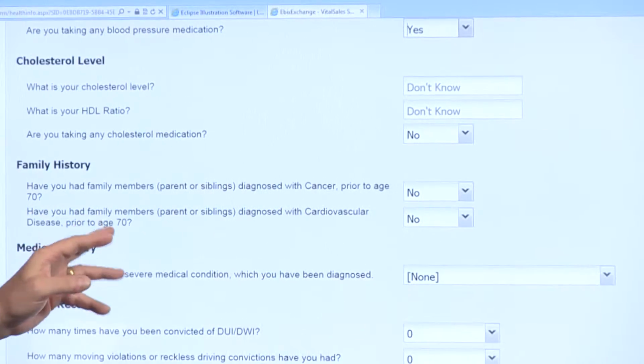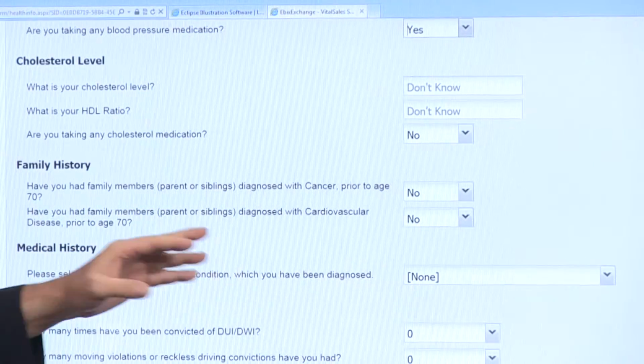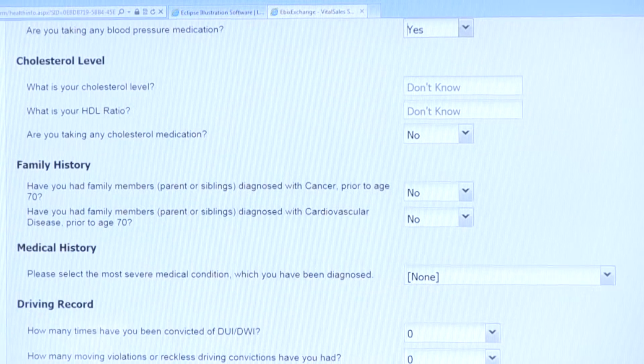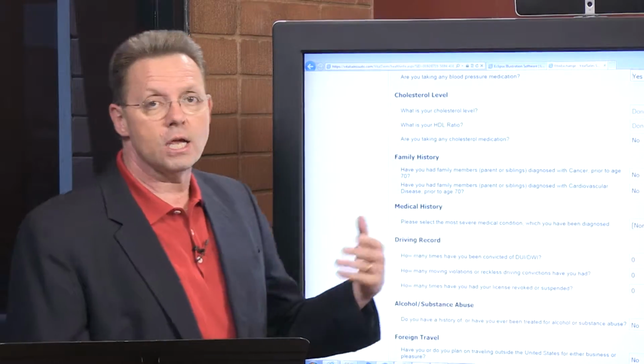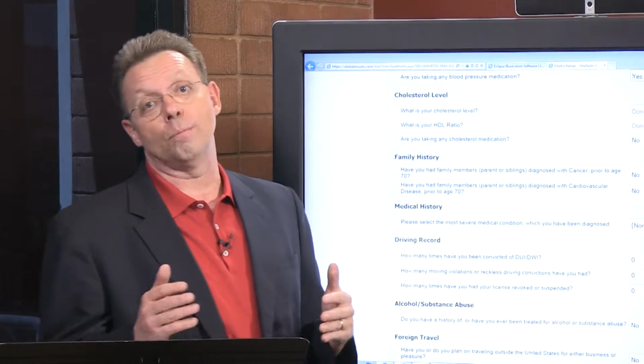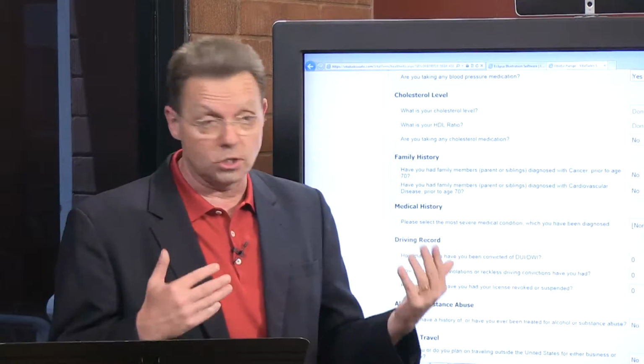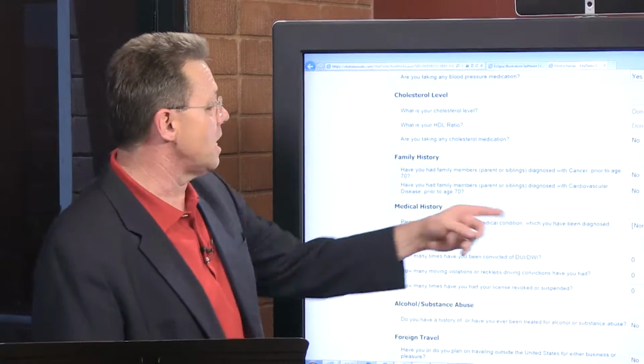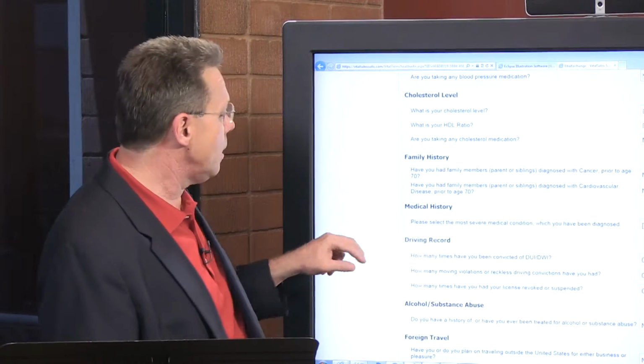Have any of your family members, parents or siblings, been diagnosed with a cardiovascular disease prior to age 70? Again, you'd have to say yes or no, depending upon if mom or dad or any of your blood brothers, full blood brothers or sisters have this. And so I'd be able to say yes or no accordingly. Now, medical history.